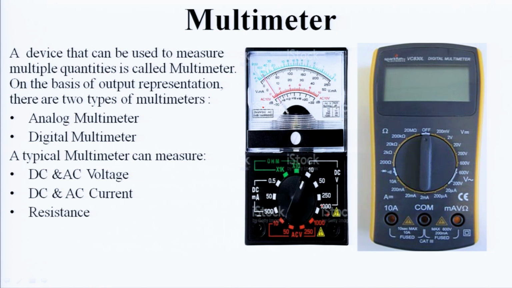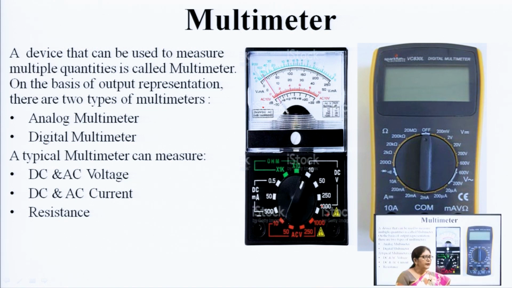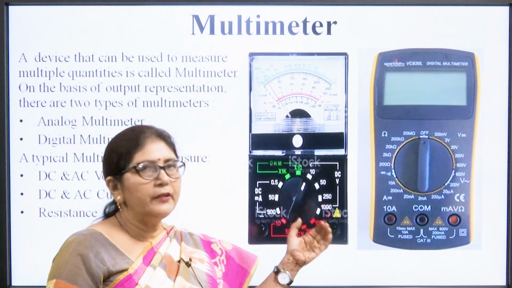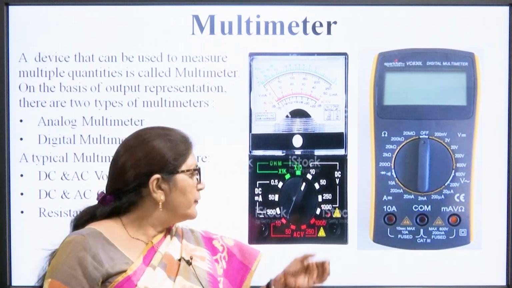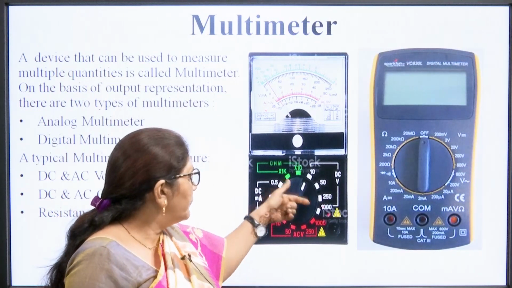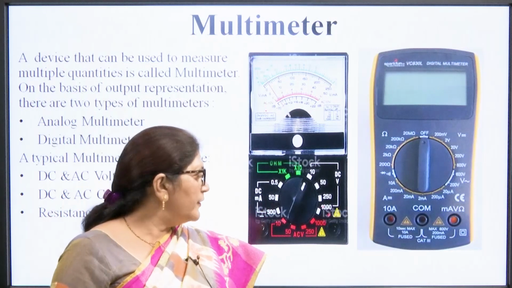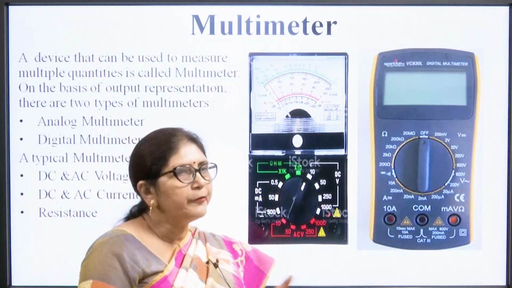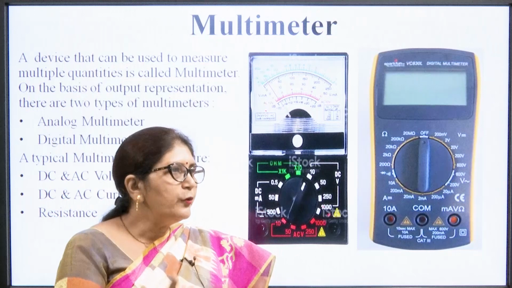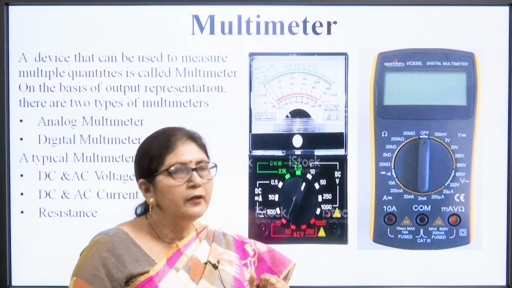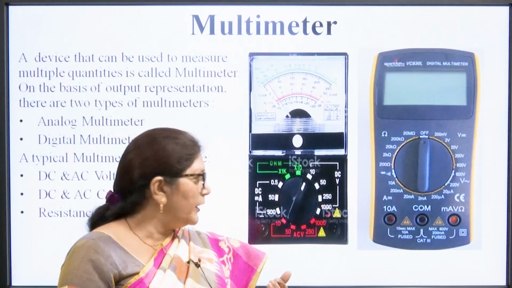So, whenever we want to measure any voltage or current whose value we do not know, we will put the selector switch at the maximum position. Suppose we are measuring by putting it at 1000 volt, but it is showing very little, suppose only 55 volt. Then, to get a more accurate value, we will put this switch at 250 volt. So, it will give the more accurate value.